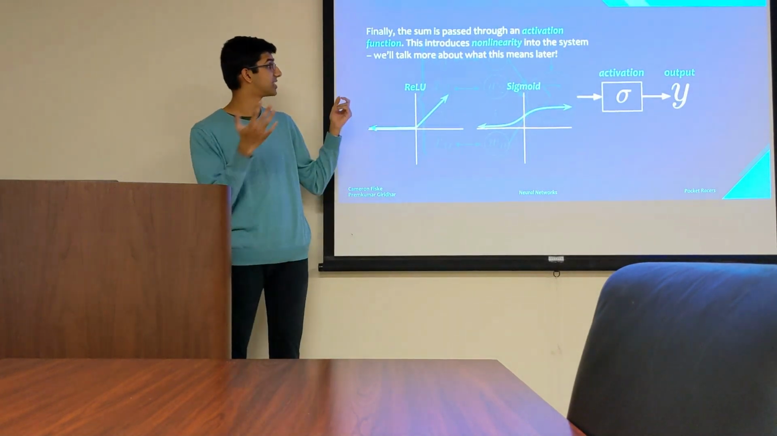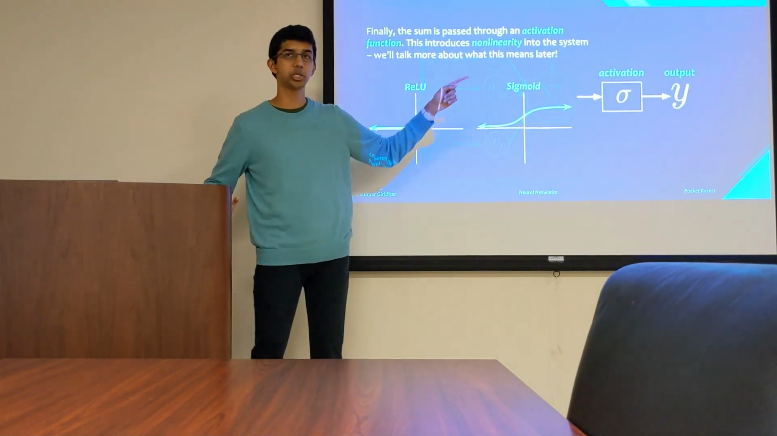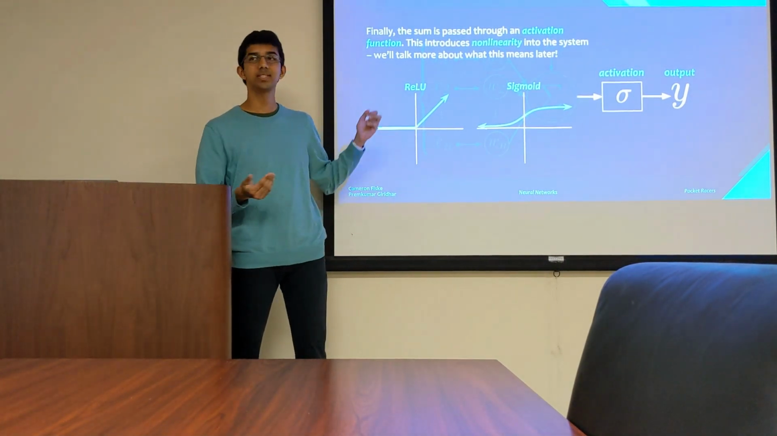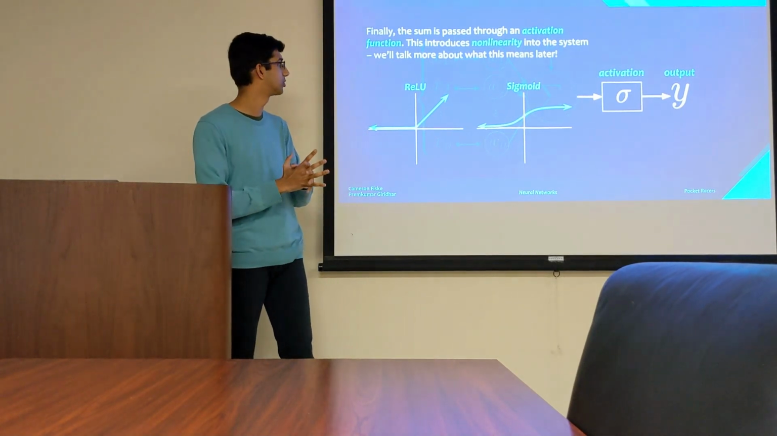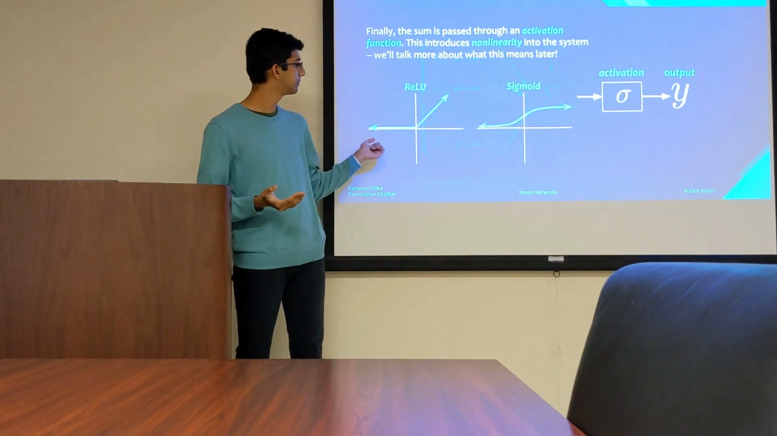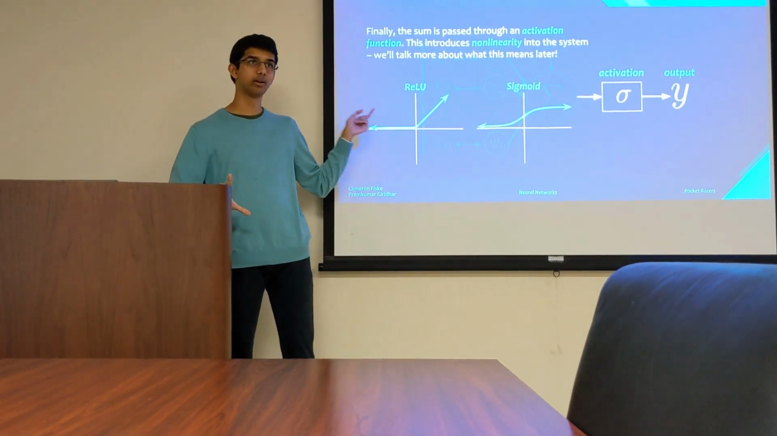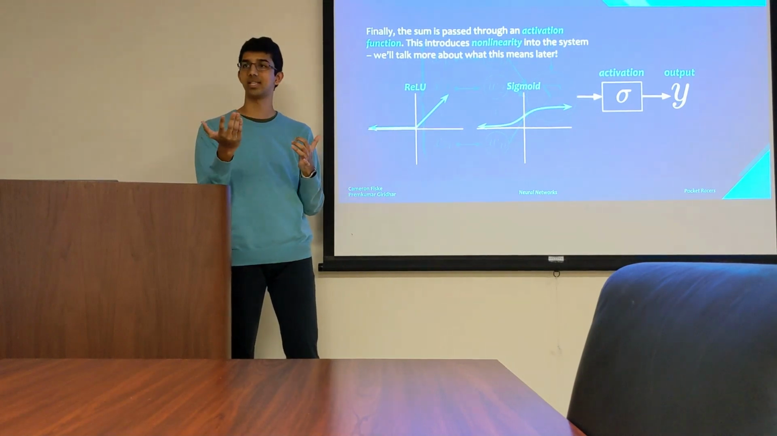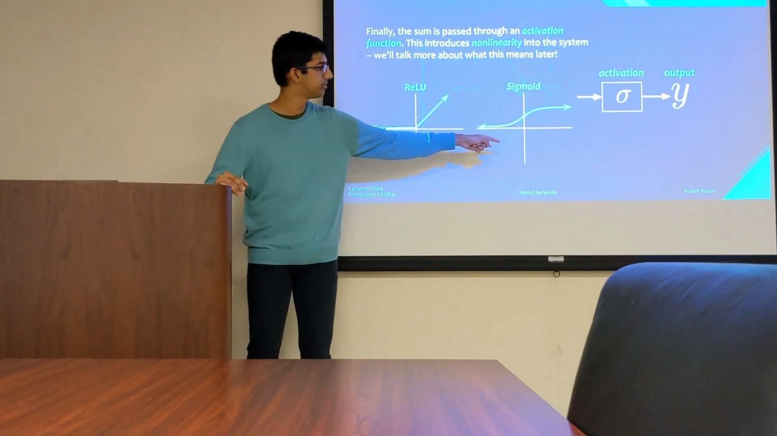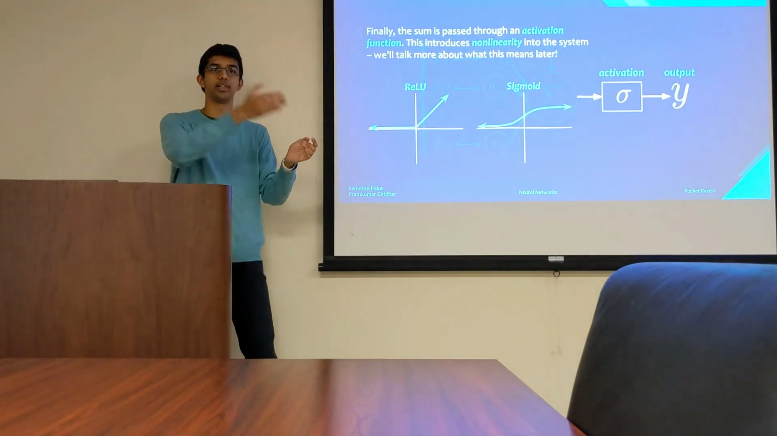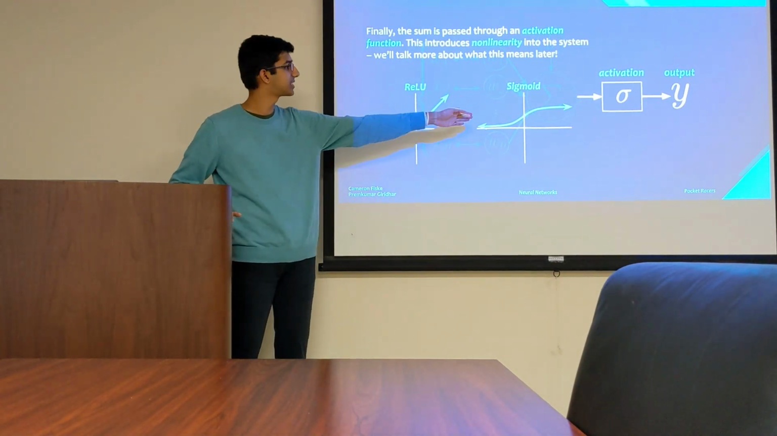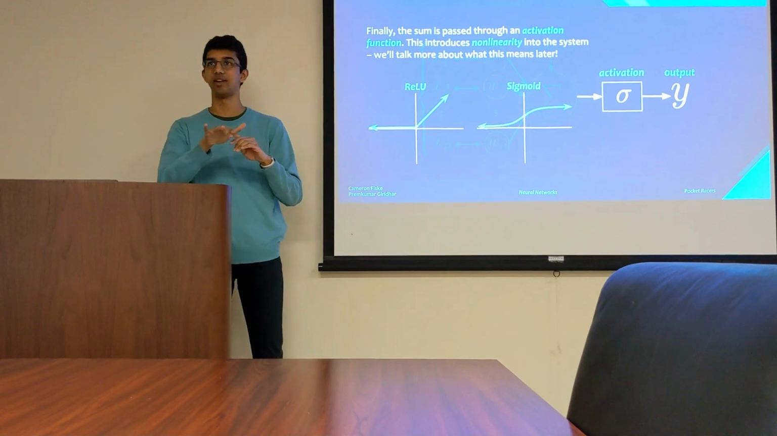Finally, once we have that sum, we have to pass it to the activation function, and then we get an output. This introduces nonlinearity into the system. We'll talk about what that means later, but for now we'll just cover some common activation functions. This is ReLU. It's basically 0 everywhere where x is less than 0, and when x is greater than 0, it's just x. This is sigmoid. We've already seen this. It ranges from 0 to 1 and kind of curves up so that it intersects the y-axis at y equals 0.5.